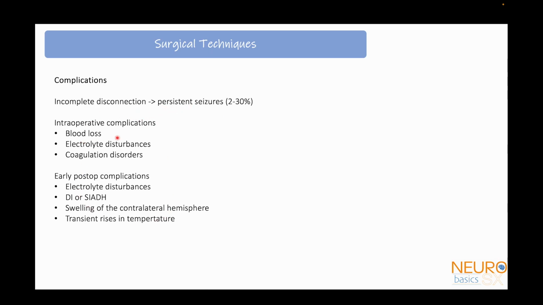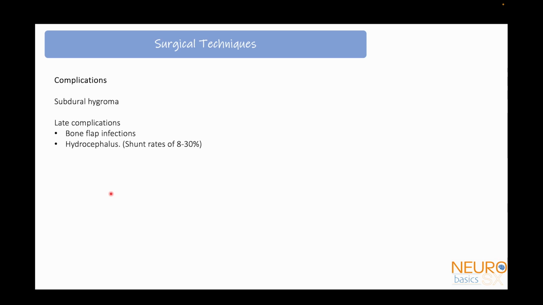Apart from that, the other complications are quite standard. You can get blood loss, electrolyte disturbances, coagulation disorders, etc., because of prolonged surgery and other features of large and longer surgeries. Apart from that, because there's so much brain trauma involved, you can get DI, SIADH, transient rises in temperature, swelling of the contralateral hemisphere, and electrolyte disturbances. Apart from that, you can get subdural hygromas, you can get bone flap infections, and there is still a risk of hydrocephalus, but it is much lesser than you would expect with a hemispherectomy. Shunt rates in these patients are 8 to 30%.